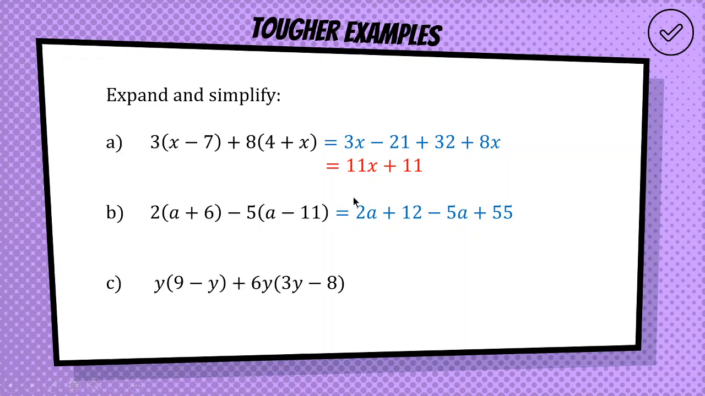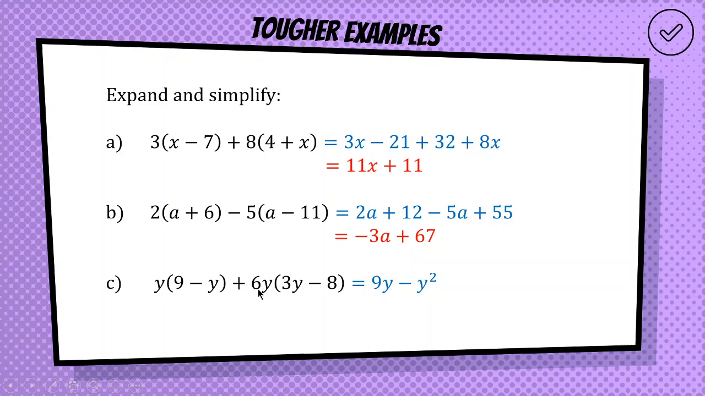Now we can simplify. 2 apples take away 5 apples is negative 3 apples, and 12, or positive 12 plus 55 is 67. Very good. Now the very last one. Bit more algebraic, pretty intimidating. Let's see how we go. So we have y multiplying with 9 to make 9y, and then we have minus y multiplying with y makes y squared. So there is our first bracket expanded, 9y minus y squared.